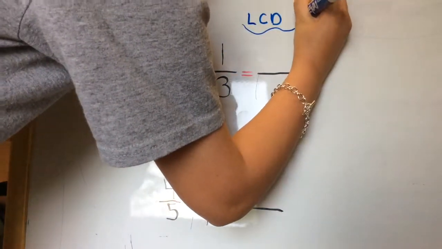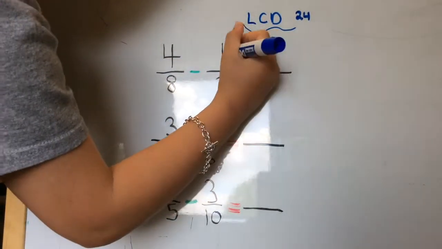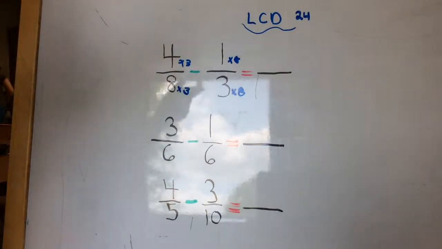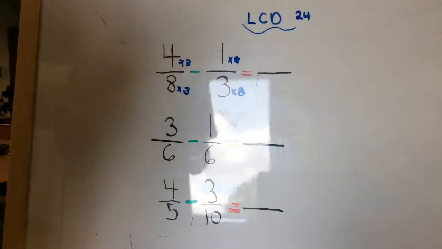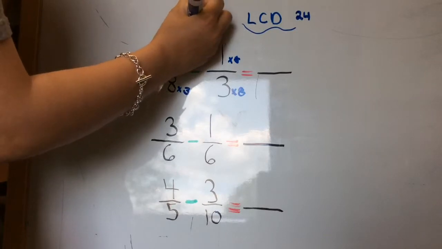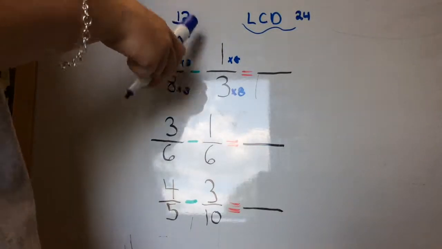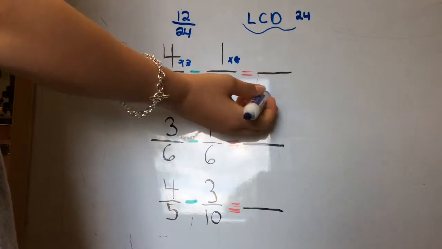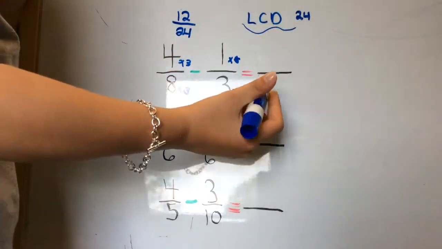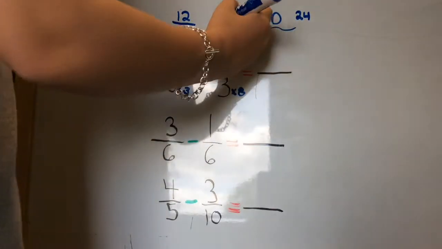So we're looking for 24. Okay. So we're going to do 3 times 8, and 1 times 8, and 8 times 3, and 4 times 8. Now we need to make new fractions. So 4 times 3 is 12. And 8 times 3 is 24. So we can actually simplify this down to 1/2. But first, let's not do it yet to see if this can simplify down to anything. Okay, so 1/3. 1 times 8 is 8. Oh, we might be able to. And 3 times 8 is 24.